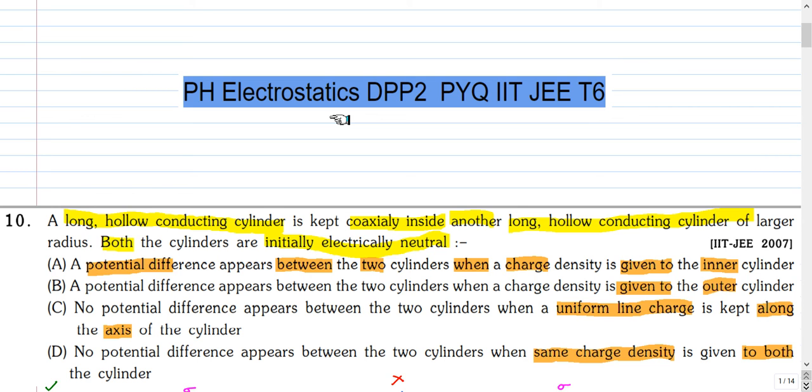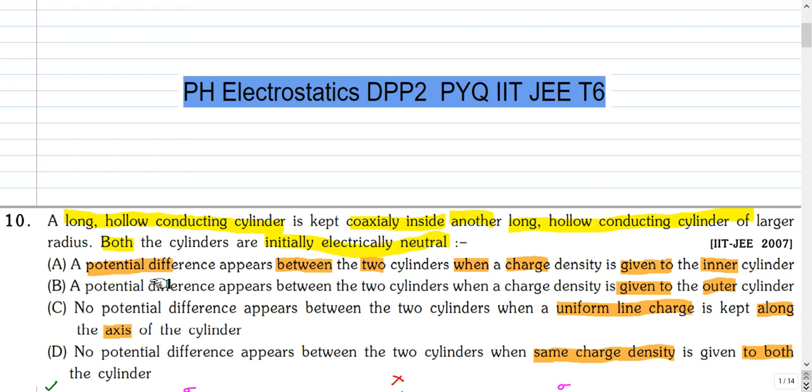In this video, I will discuss some electrostatics problems from previous year's question papers of IIT JEE. This is the first question. A long, hollow, conducting cylinder is kept coaxially inside another long, hollow, conducting cylinder of larger radius. Both the cylinders are initially electrically neutral.